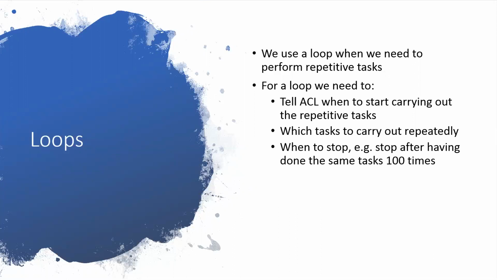Because if you don't stop, in theory, ACL is going to carry on forever and ever, just doing the same thing over and over. So tell ACL when to start doing it, tell it which tasks to carry out repeatedly, and tell it when to stop. Now, there are two main ways we can create a loop in ACL.